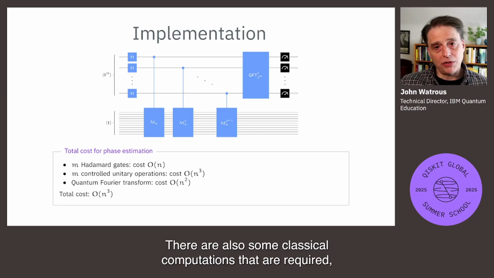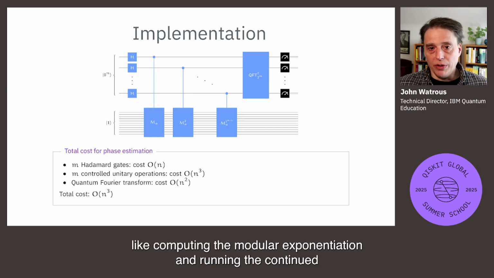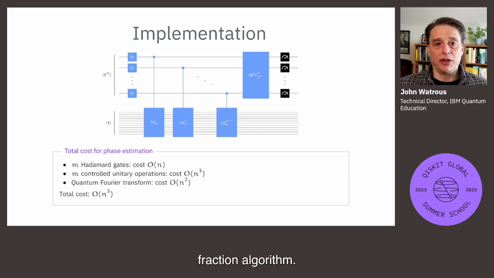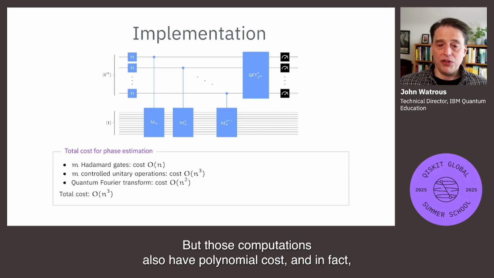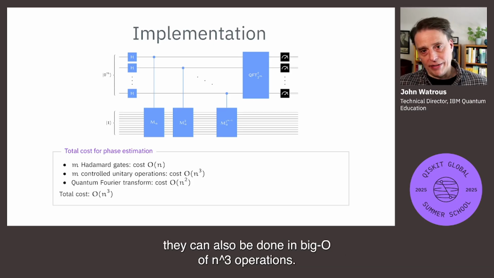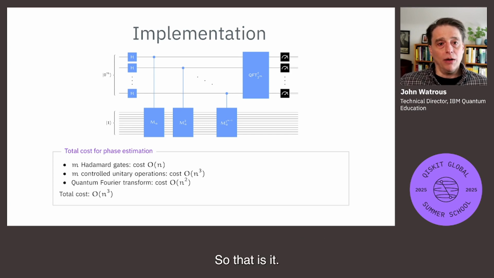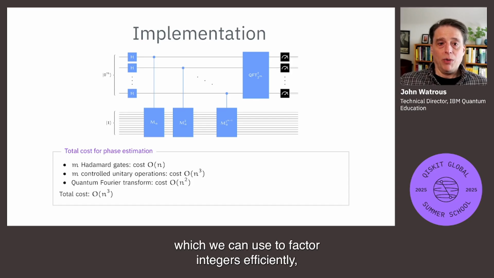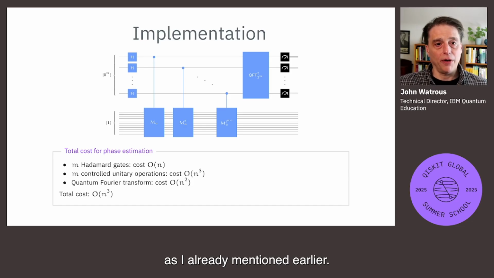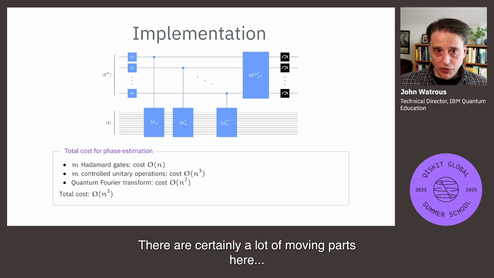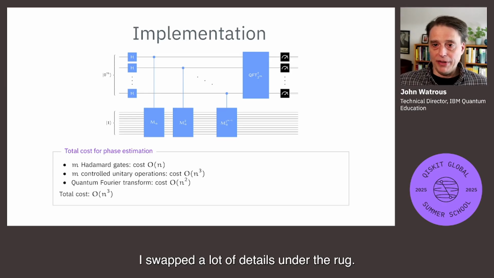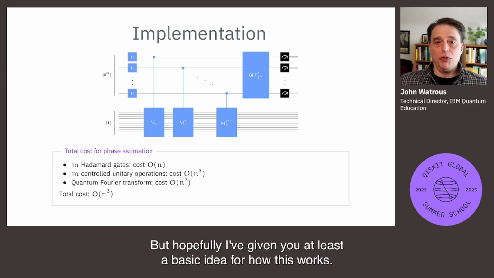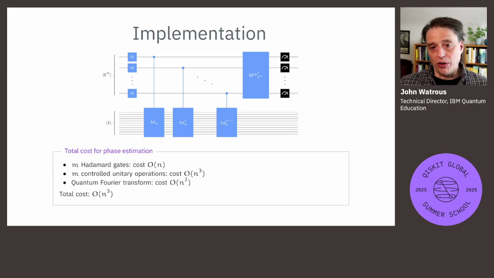There are also some classical computations that are required, like computing the modular exponentiations and running the continued fraction algorithm. But those computations also have polynomial cost, and in fact, they can also be done in big O of little n cubed operations. So that is it. This is our efficient quantum algorithm for the order finding problem, which we can use to factor integers efficiently, as I already mentioned earlier. There are certainly a lot of moving parts here. I went quickly and I swept a lot of details under the rug, but hopefully I've given you at least a basic idea for how this works.